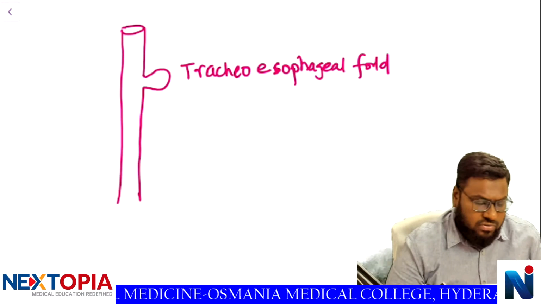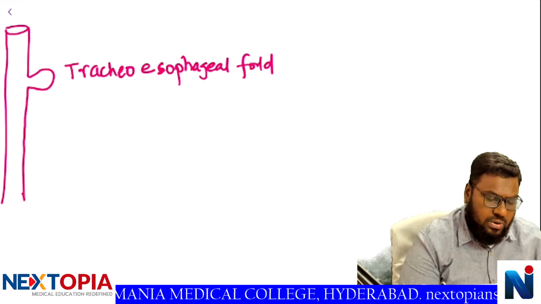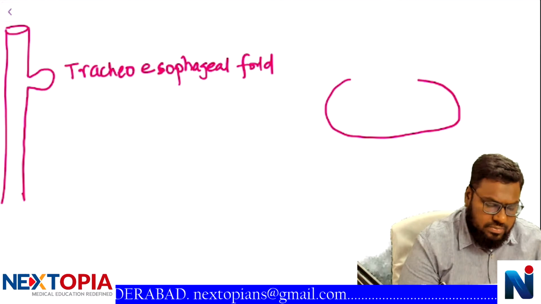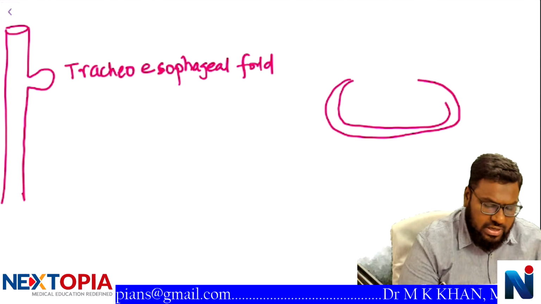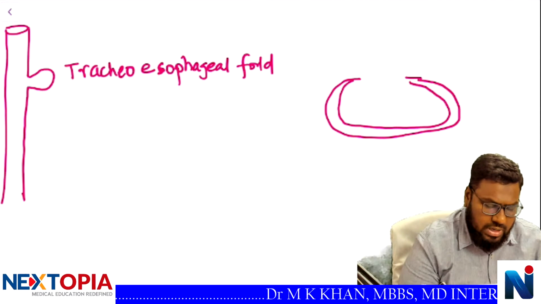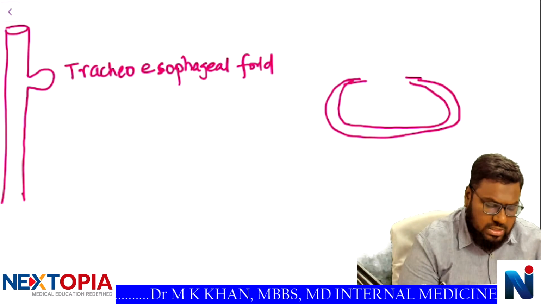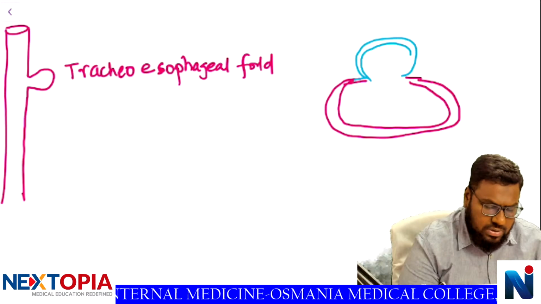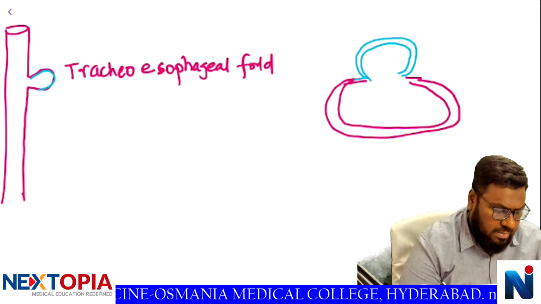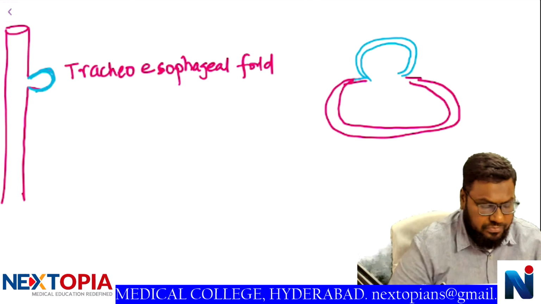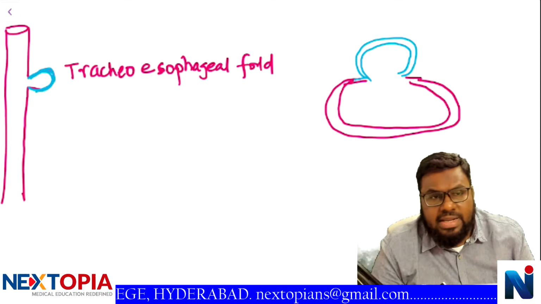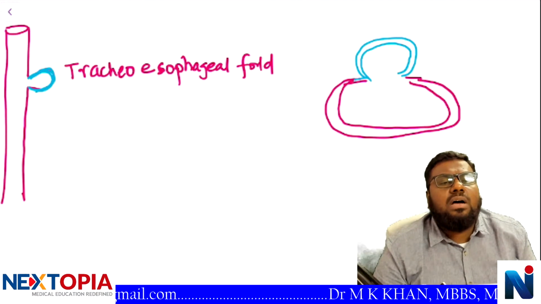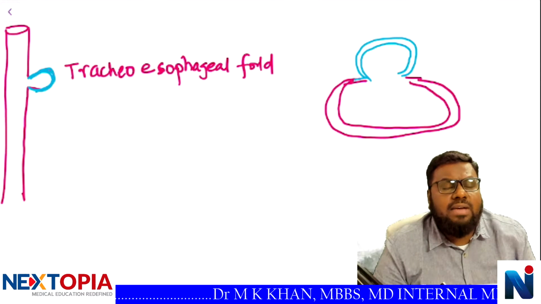This tracheo-esophageal fold, if you take a cross section here, it looks something like this. So we have got the esophagus like this. This is the esophagus, which is giving rise to a small outpouching called the tracheo-esophageal fold. The blue color, I'll label it as tracheo-esophageal fold. Now what happens is, a small diverticulum develops.